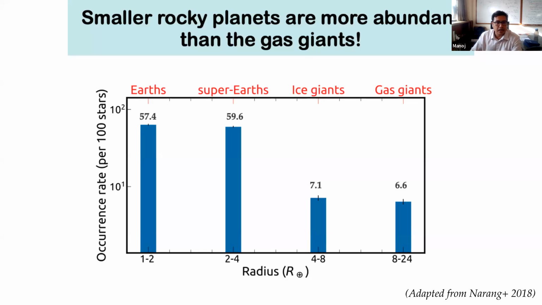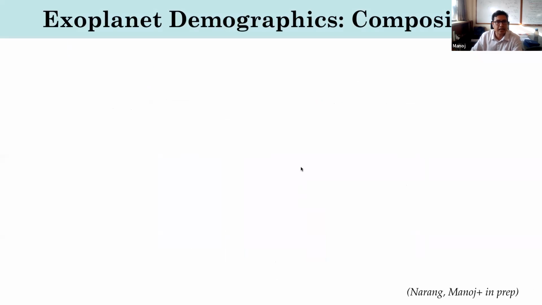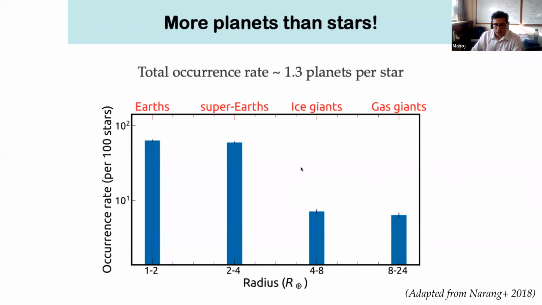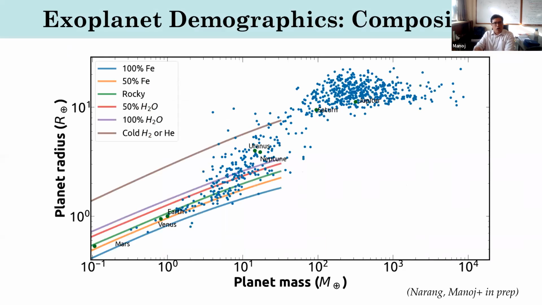So these are the occurrence rates again with numbers. Smaller rocky planets are much more abundant than gas giants. Since we are talking about demographics, if you measure the planet with both the transit and radial velocity technique, the Doppler shift method, you can measure both mass and radius of the planet, and also the orbital inclination, so the true mass as well.